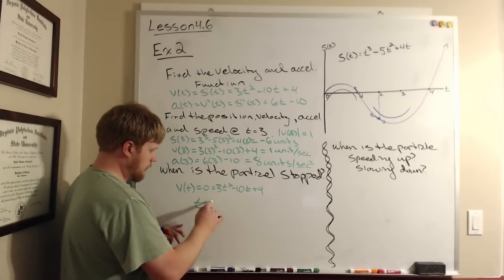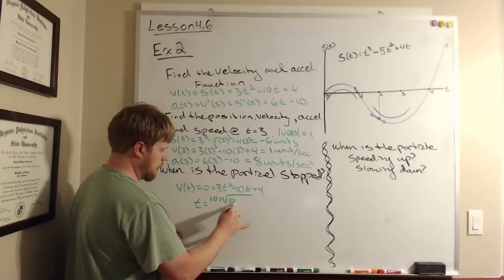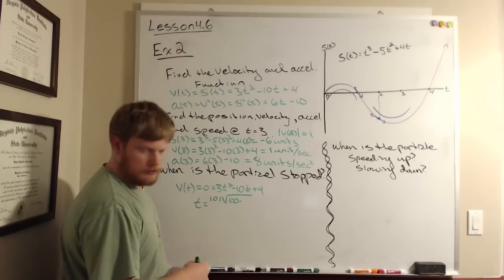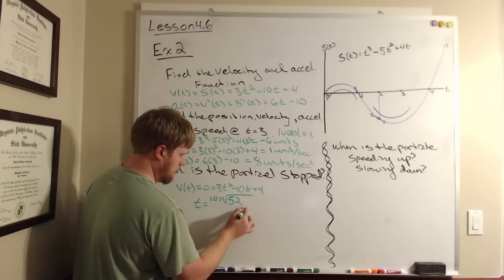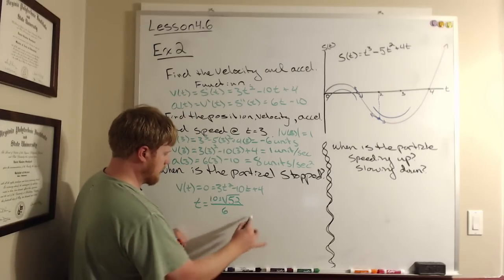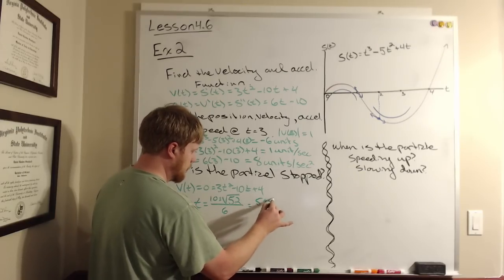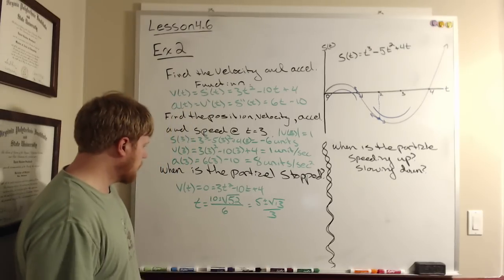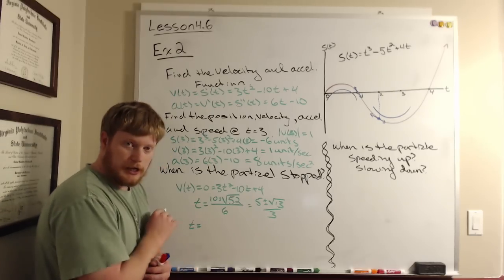So we get negative b plus or minus the square root of b squared minus 4ac, I think it's 52. Well, the whole thing here comes out to be 52, divided by 2a, which is 6. And this reduces to 5 plus or minus the square root of 13 over 3. Not bad.